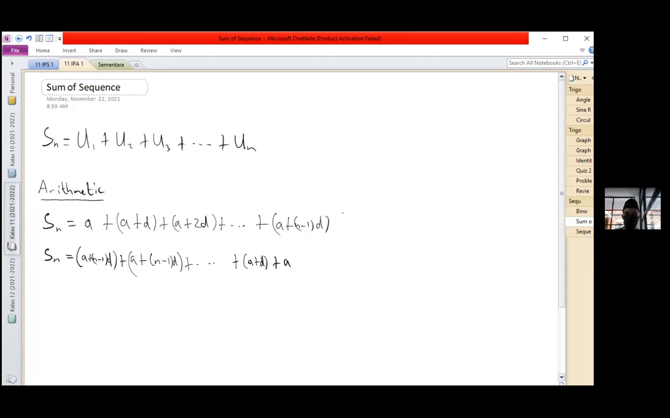So if we have, for example, S equals 1 plus 2 plus 3, and so on, and we add all of this, we get some number, so that is S.